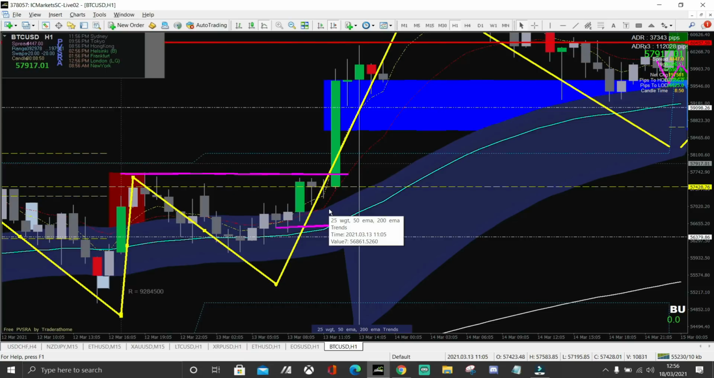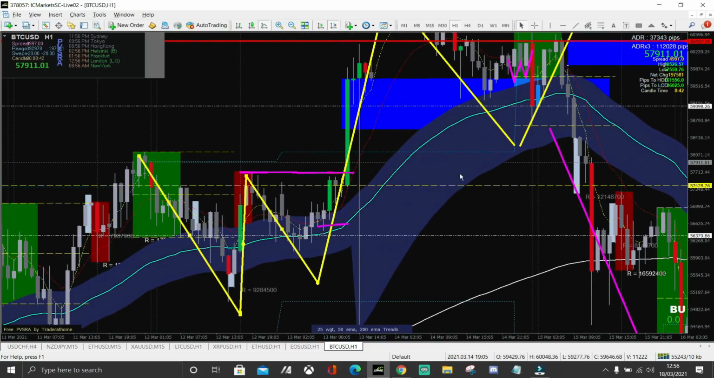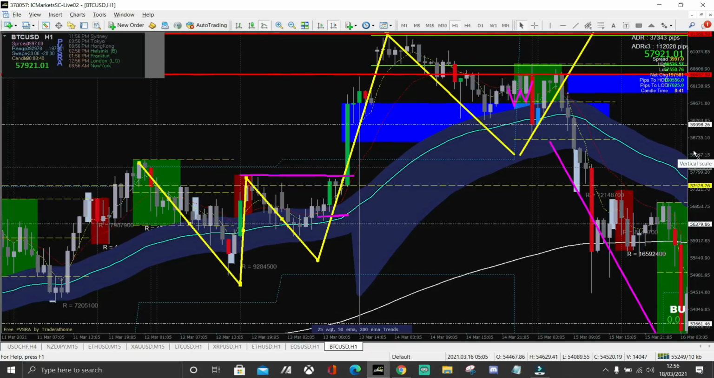You need to trade light, guys. I keep saying it, trade as light as you can. The goal is not to make money in the first instance. The goal is to become proficient in the execution of the entry. Okay, let's find another one.